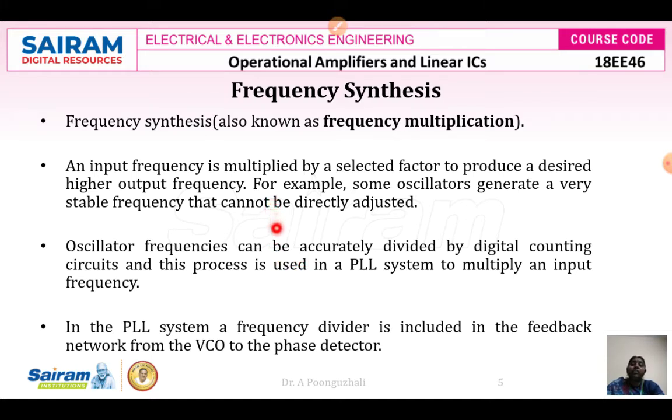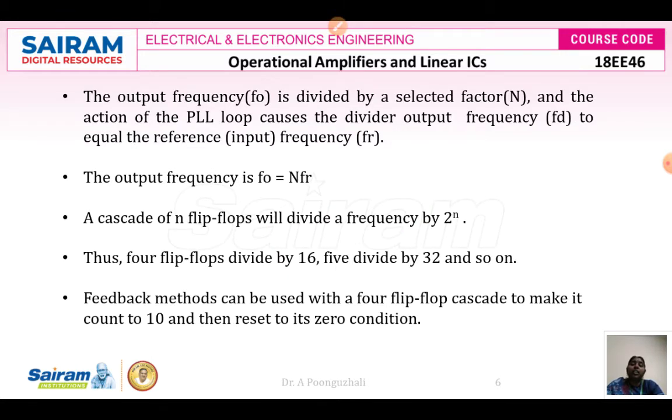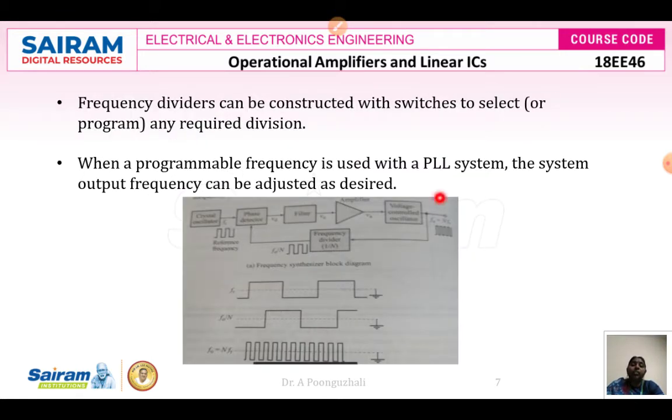The output of the voltage controlled oscillator is F0. When this F0 is given as input to the frequency divider, which is 1 by N, the output of the frequency divider will be F0 by N. The other input to the phase detector will be Fin from the crystal oscillator. The PLL is under lock condition when Fin is equal to F0 by N.